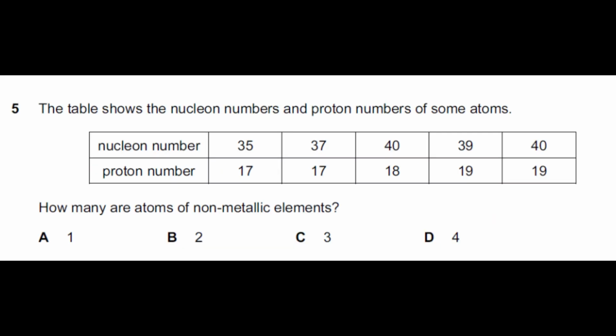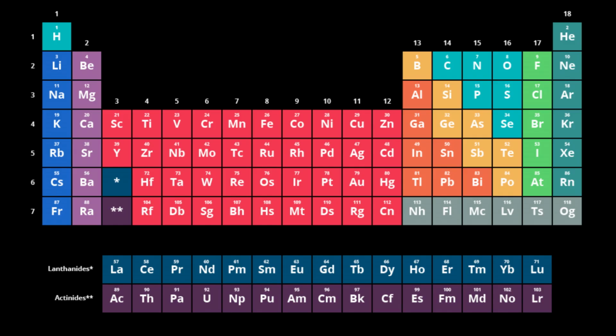Next question says that the table shows the nucleon number and the proton number of some of the atoms. So nucleon number is the sum of protons and neutrons. To look for the correct answer, we need to look at the periodic table. Let's open the periodic table now. How many are atoms of non-metal elements? So we have to look at the periodic table, to see how many of these are the non-metal atoms.